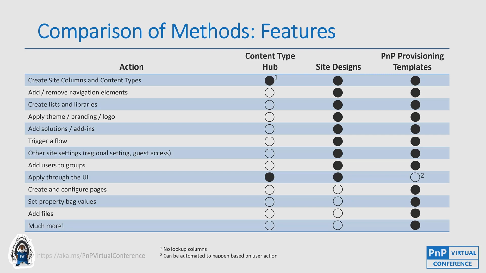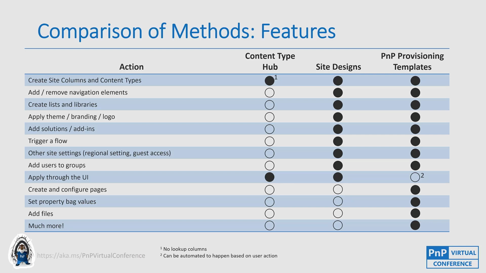All of these provisioning methods can certainly give us site columns and content types. As you move into site designs, you see a lot more capabilities come in. We can add and remove navigational elements. We can create lists and libraries. Lots of the time, when we create a site that's going to have a common sort of use as a bunch of other sites, we want to have some lists and libraries that are containers into which we're going to pour our content.